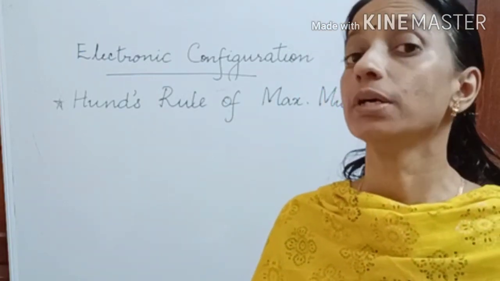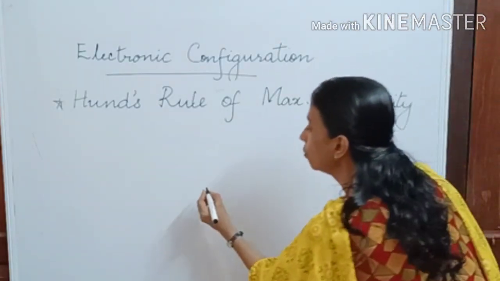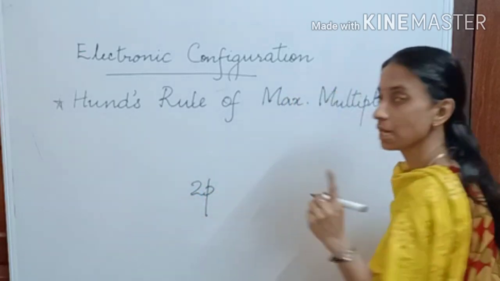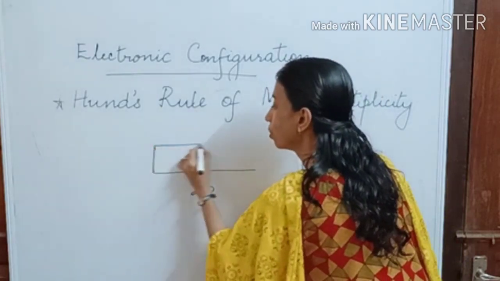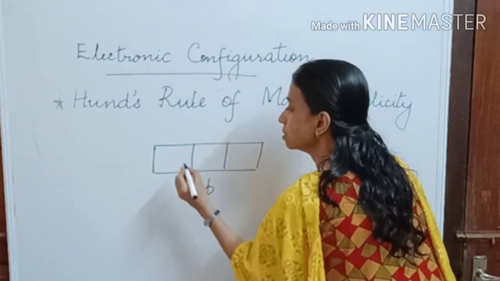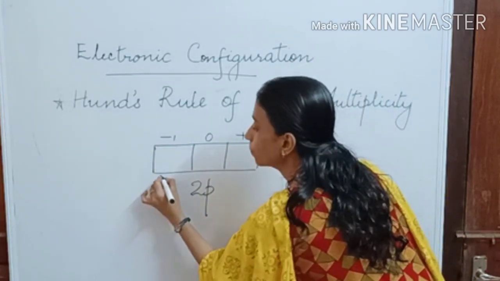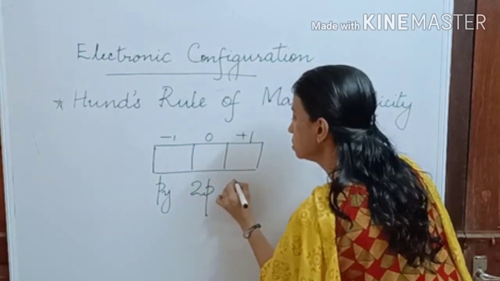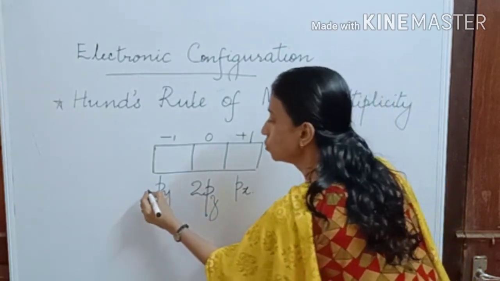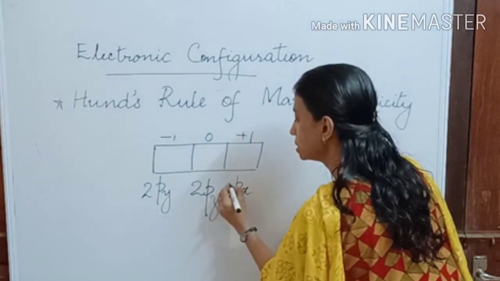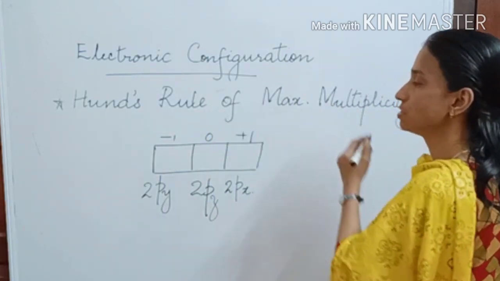Now take the case of the first type of degenerate orbital, that is 2p. We know that p orbitals are of 3 types, so all have equal energy, and we draw them together as -1, 0, +1. This denotes py, this is px, and the last one is pz. So this is 2py, 2pz, and 2px. Clear? Now, what does Hund's rule state?